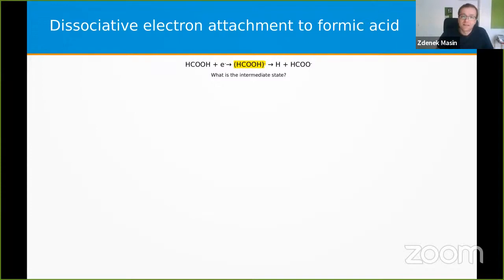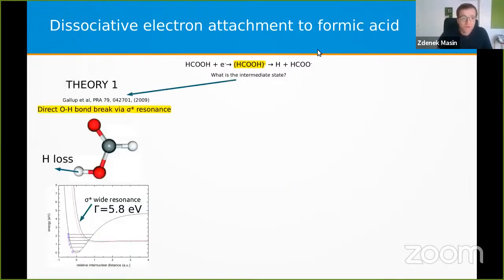So let's have a look at an example of dissociative electron attachment to formic acid. So when an electron is colliding with this molecule, dissociative electron attachment can take place, and that can leave behind a neutral hydrogen and a negatively charged fragment. Now, the question that we are asking is, what is this intermediate state that is mediating this reaction? Well, there are 2 theories that were proposed to explain this. The first one, or theory 1, as I call it here, was of Gordon Gallup and Ilya Fabrikant from 2009.